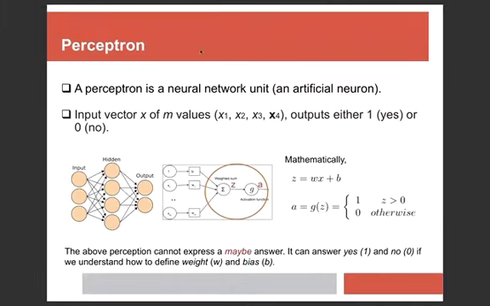Here we have a simple activation function G. If the input, the weighted summation of the previous layer, is bigger than 0, then G is equal to 1. Otherwise, the output of the activation function will be 0. So this simple activation function G can express a classification answer, like yes is 1 and no is 0.